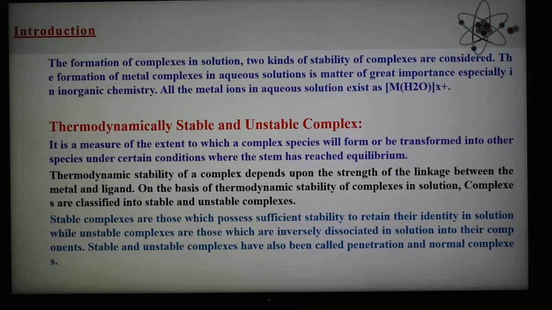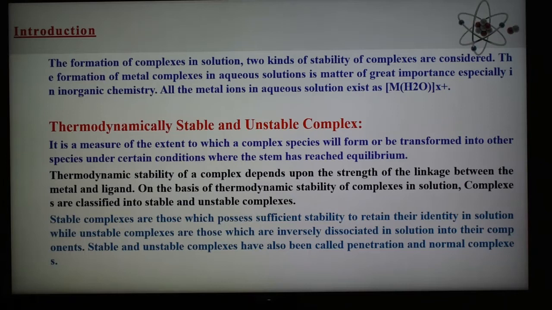On the basis of thermodynamic stability of the complex in solution, these are classified into stable and unstable complexes. Stable complexes are those which possess sufficient stability to retain their identity in the solution, while unstable complexes are those which are readily dissociated in the solution into their components. Stable and unstable complexes have also been called penetration or normal complexes.